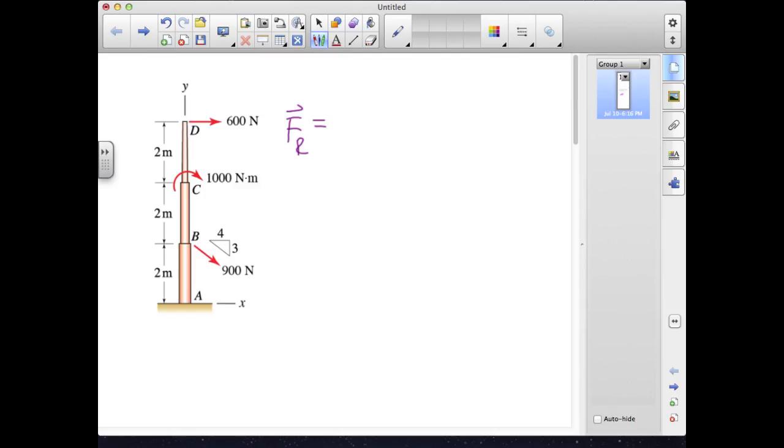Given the 3, 4, 5 triangle orientation accompanying the 900 Newton force at B, we can write the resultant force as 600 plus 4/5 of 900 newtons in I minus 3/5 of 900 newtons in J. This gives us a result of 1320 I minus 540 J newtons.